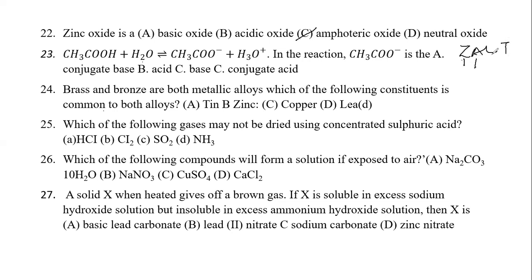Zinc, aluminum, lead, and tin will form amphoteric oxide. All right, the amphoteric metals. So the oxides can react with both acid and base to form salts. That is why we call them amphoteric oxide.